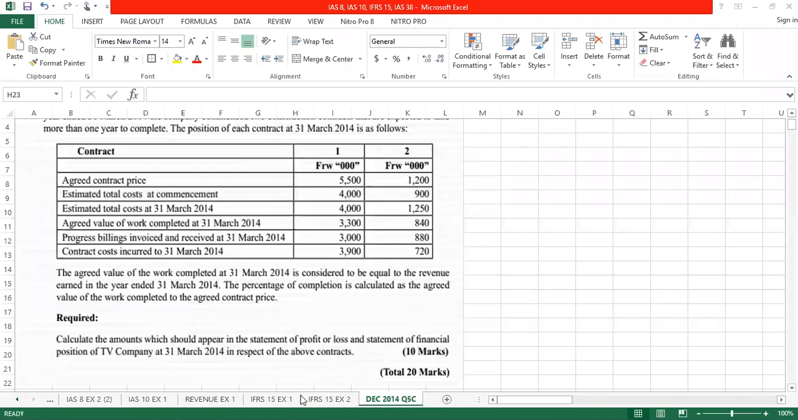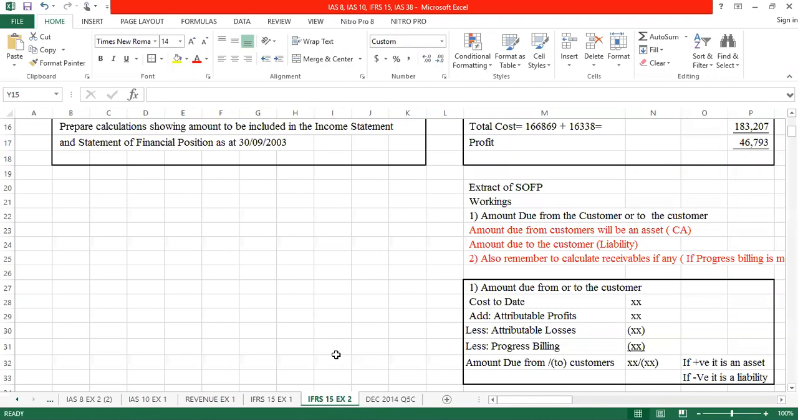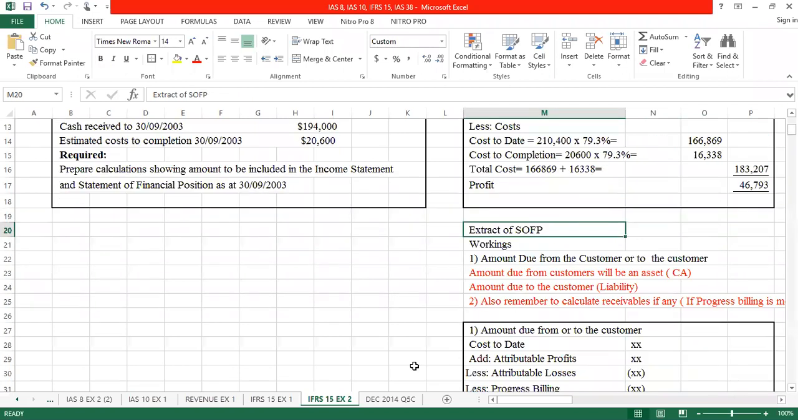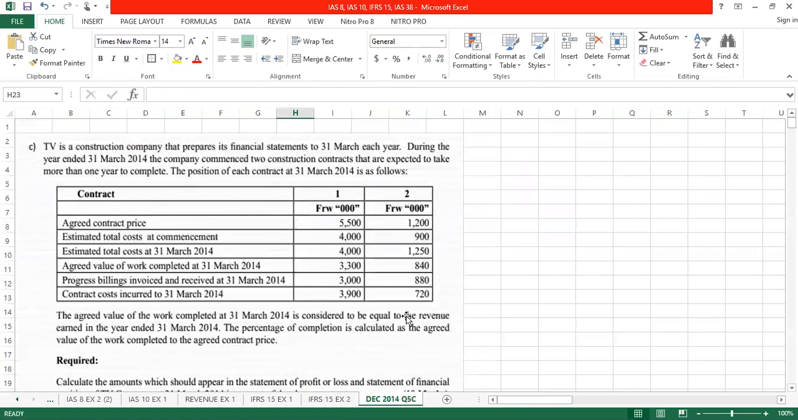We are finishing. The question is the same as the question we have done. In the question we have done, we have shown what goes to the income statement and what goes to the balance sheet. So that is what we identify, and I think we just end the class. TV is a construction company that prepares its financial statements to 31st March each year. During the year ended 31st March 2014, the company commenced 2 construction contracts that are expected to take more than 1 year to complete. The position of each contract at 31st March 2014 is as follows.